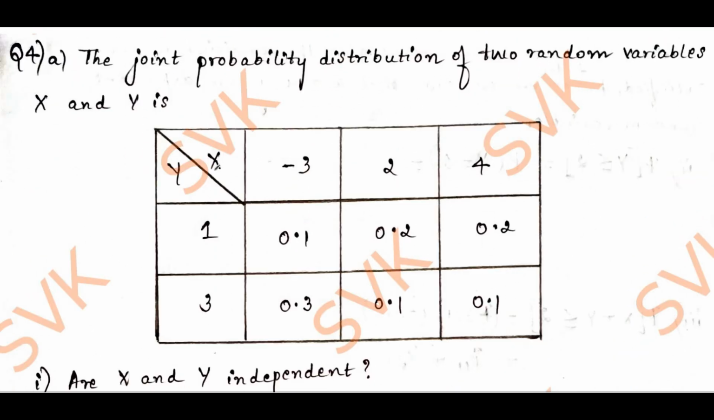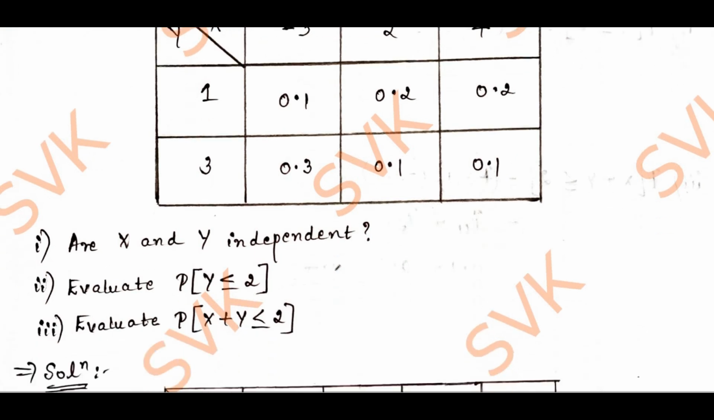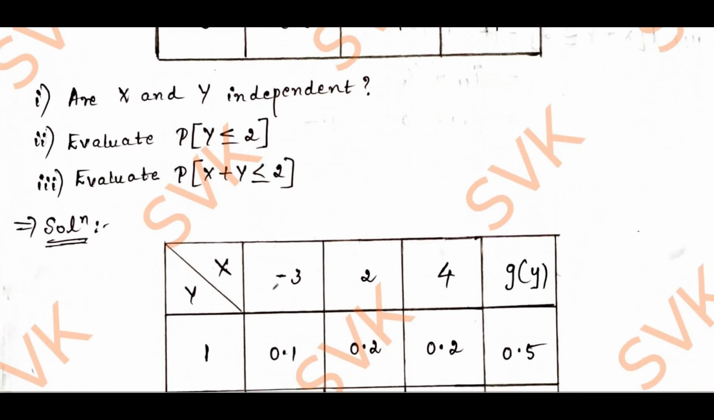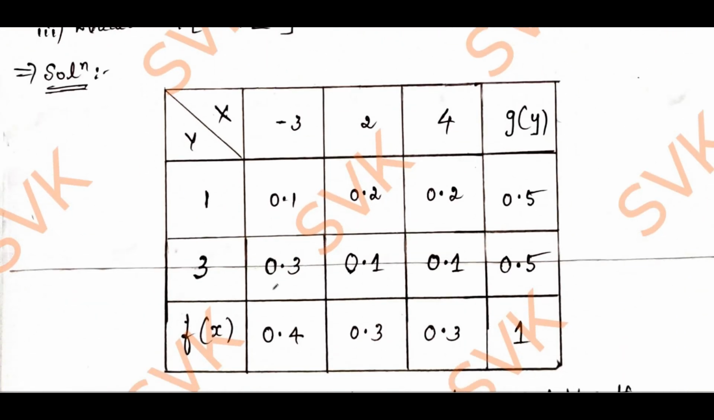Moving on to the next part. Again we have the joint probability distribution of two random variables x and y, and they have provided the joint distribution table here. Using this table, we need to verify whether x and y are independent, find the discrete joint probability distribution, the probability of y less than or equal to 2, and evaluate the probability of x plus y less than or equal to 2. For that, first find the marginal distribution of x and the marginal distribution of y.